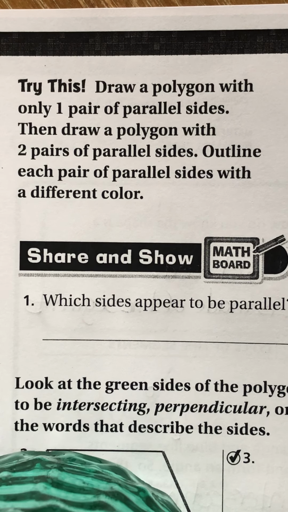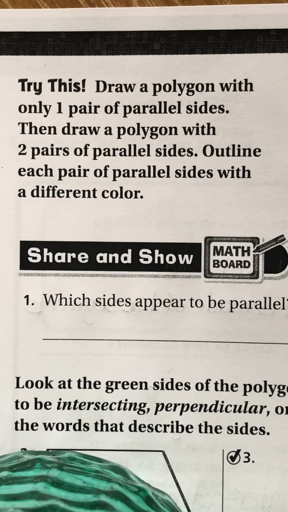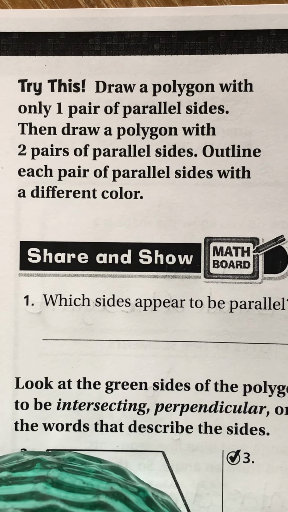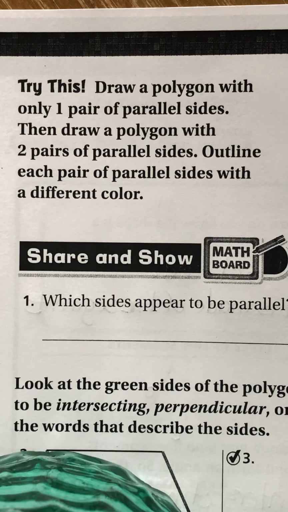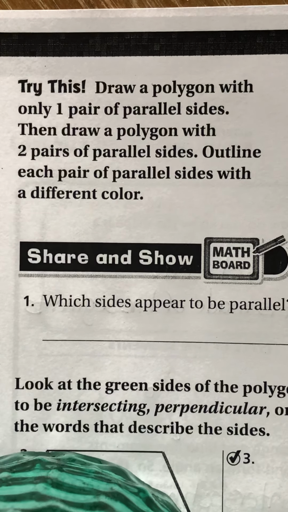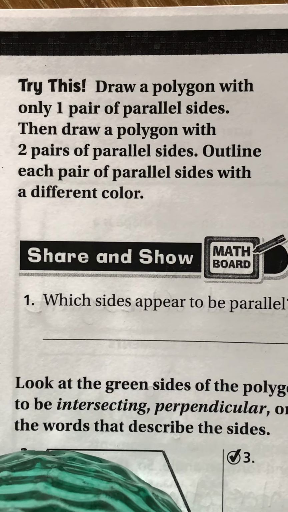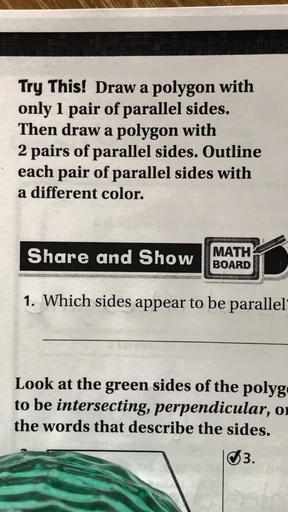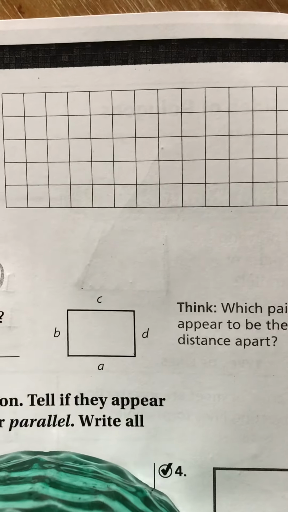Okay? I'll do this page and then I'll stop for today. It says, try this. It's asking you to draw a polygon with one pair of parallel sides. Then draw a polygon with two pairs of parallel sides. Outline each pair of parallel sides with a different color. Now, again, if you guys don't have crayons at home, that's okay. I'm not even going to grab my crayons right now because I want to just keep going with the video. I'll just label them with a color that I would have used. So I'm going to do one first and then I'll do the other one.